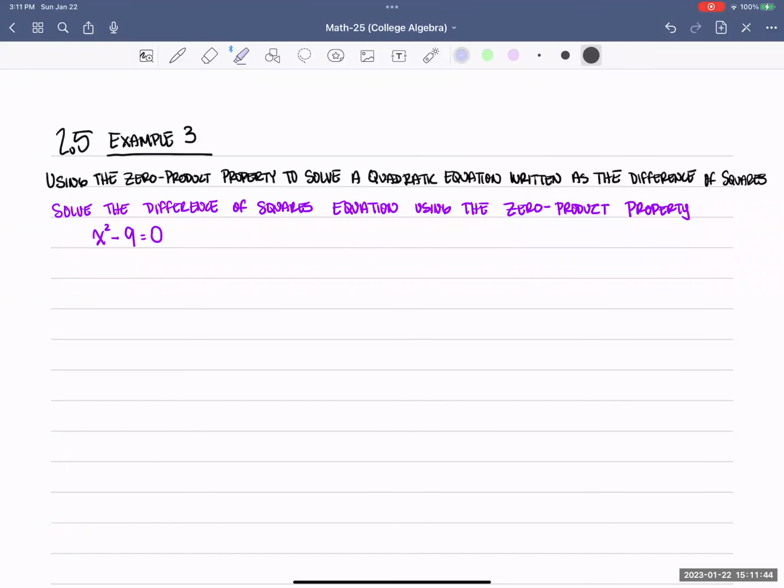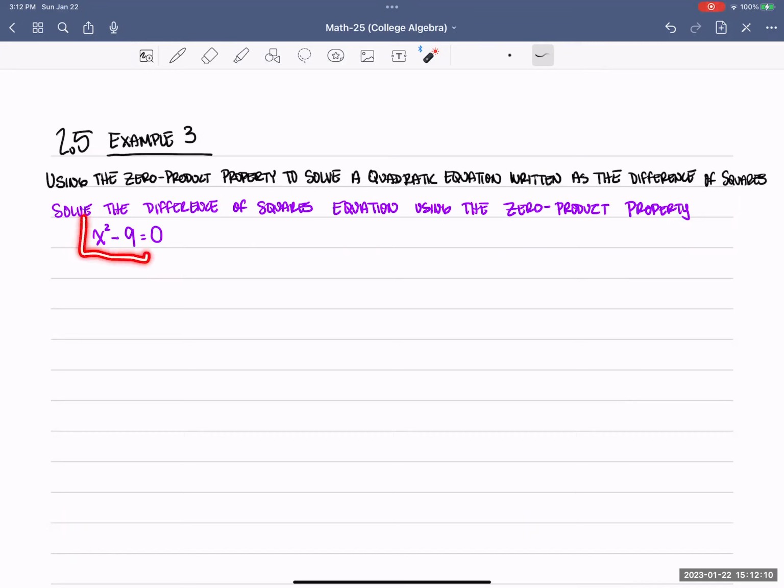Section 2.5, example 3, using the zero product property to solve a quadratic equation written as a difference of squares. Solve the difference of squares equation using zero product property. From here, all we have to do is factor the left-hand side, even though it would be really easy to add 9 to both sides and use our square root property. Here they want us to use a zero product property.